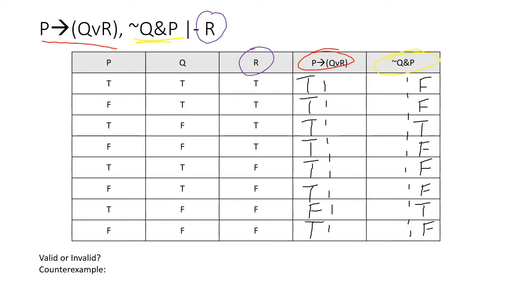And now we can check for validity, looking for instances in which the premises are both true. They're both true here. And that looks like the only situation. And in that situation, well, the conclusion's also true. So this one is valid. And since it's valid, we don't have to have a counterexample.